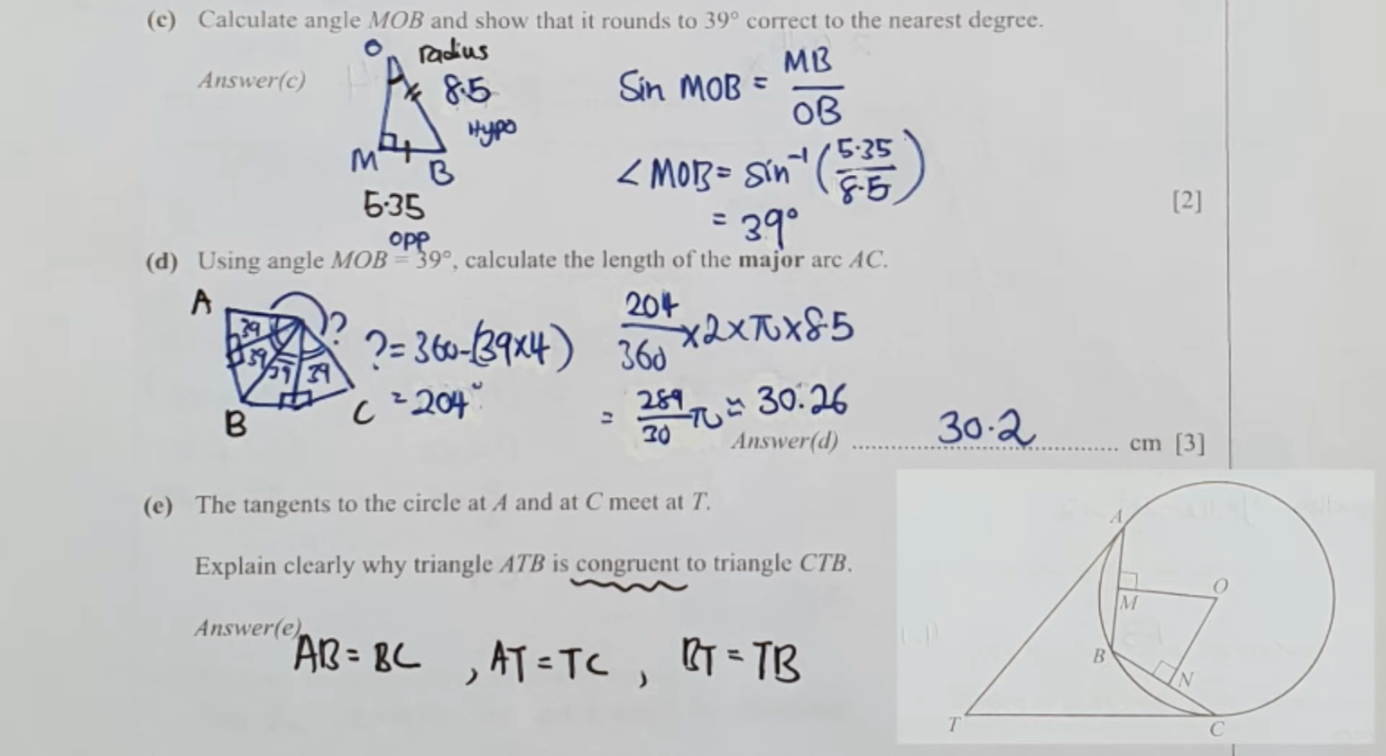Calculate the length of major arc AC. There is actually a 39 degree angle in the right angle triangle over there. So 360 minus 39 times 4 is actually 204. So 204 divided by 360 times 2 pi r, you should get your result as 30.3, if you round it to 3 significant figures.